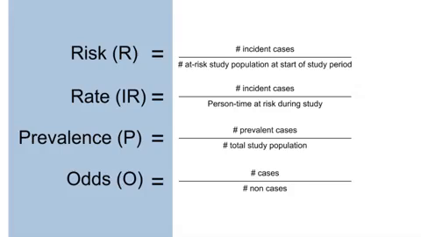Before we go any further, I'd like to highlight the differences and similarities among these various measures. Most importantly, risks and rates both use incident or new cases, whereas prevalence uses prevalent, i.e. existing cases, and odds can use either incident or prevalent cases. Note the denominators. The denominators for each formula differ from each other. Risk has the at-risk study population at the start of the study period, while rate uses person time at risk during the study period. Prevalence uses the total study population as the denominator, and for odds, the non-cases form the denominator.